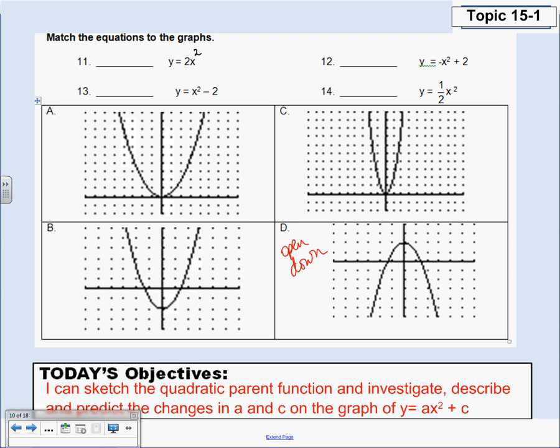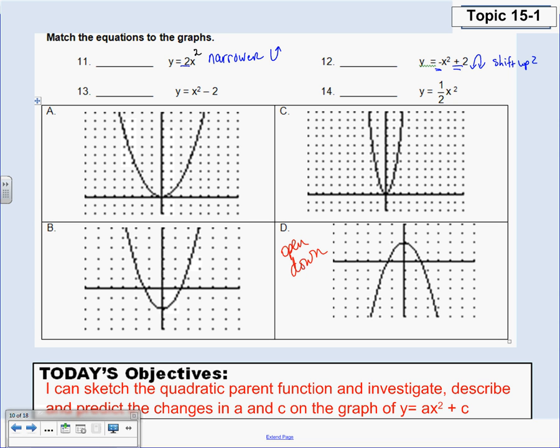So now I'm going to do a description from the equation and then see how it matches what I see on the pictures. On the equation number 11, it has a 2x squared. The 2 in the front tells us that I'm stretching this, I'm making it taller, so it's going to be narrower. Number 12, we have a negative that tells us it's going to open down. And then the plus 2 at the end tells us I have to shift it up 2 or move it up 2. Number 13, it's already positive, so it's opening up.